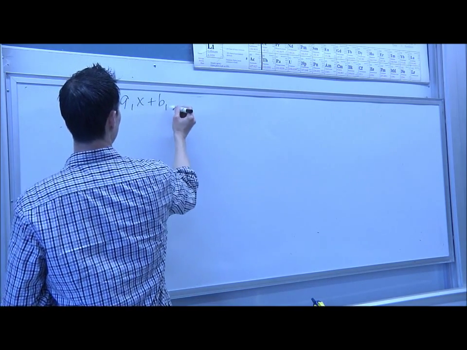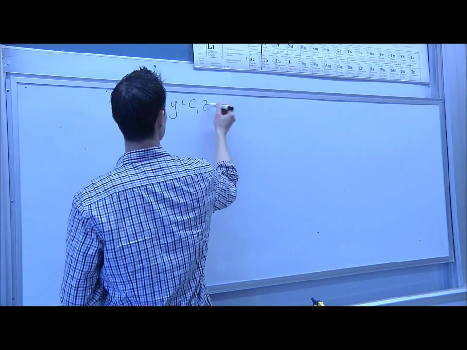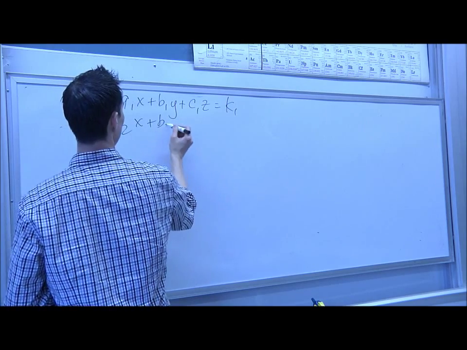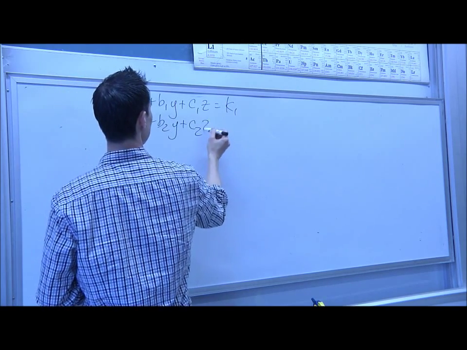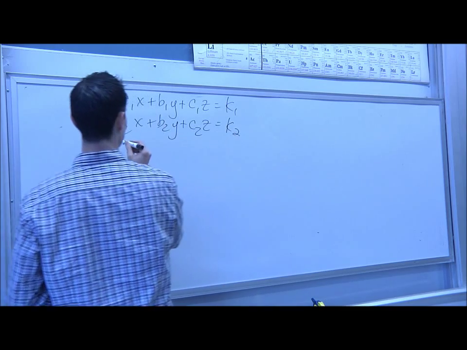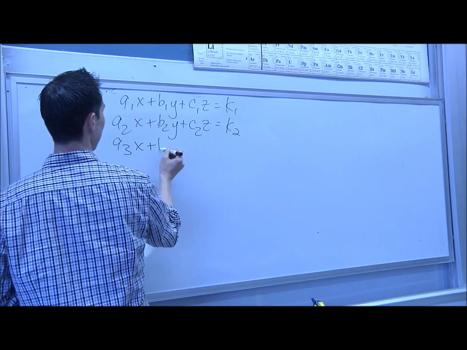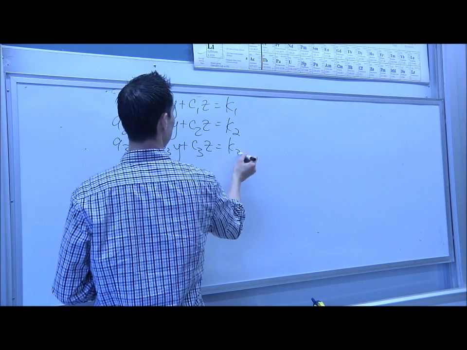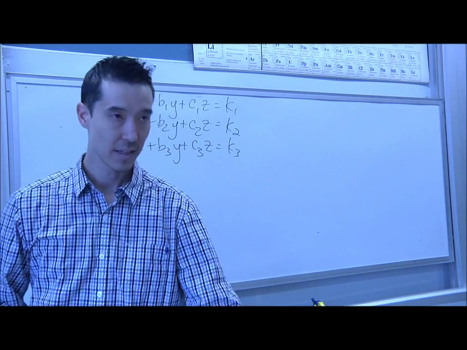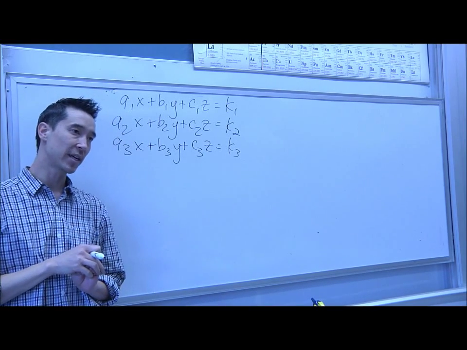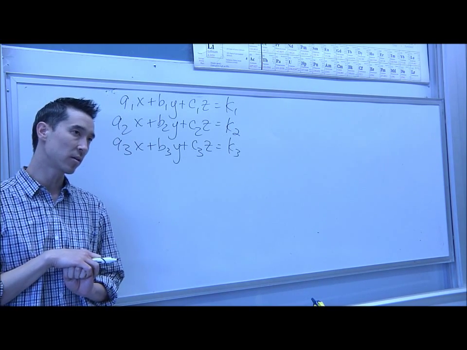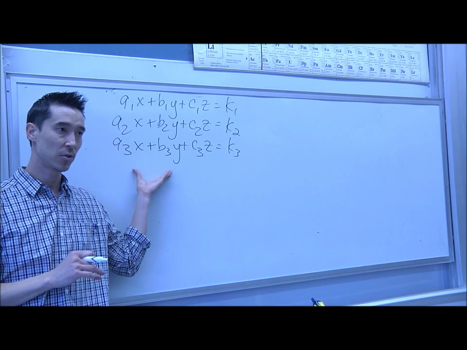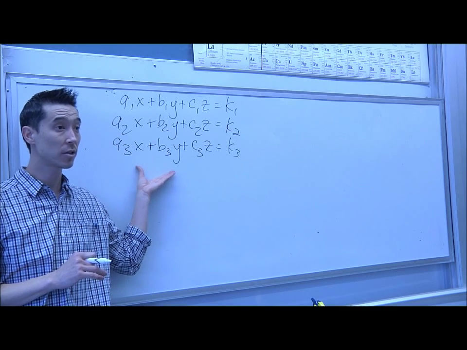A1x plus B1y plus C1z equals K1. A2x plus B2y plus C2z equals K2. A3x plus B3y plus C3z equals K3. If you have a 3 by 3, 3 sets of equations, 3 unknowns, and it's put perfectly in standard form, yes, you can give the answer to this using the determinant method.